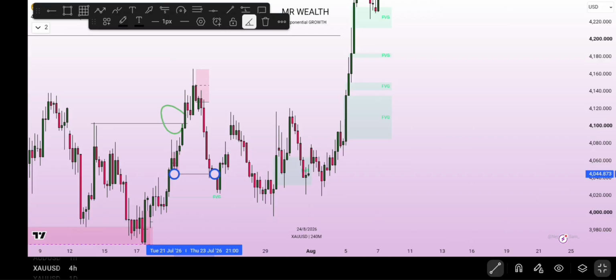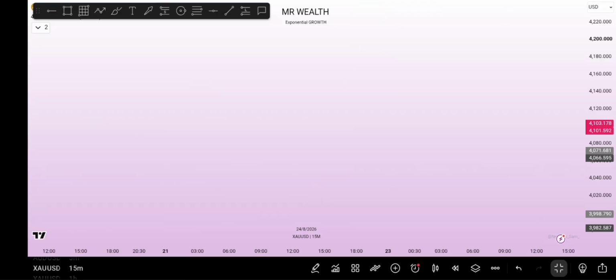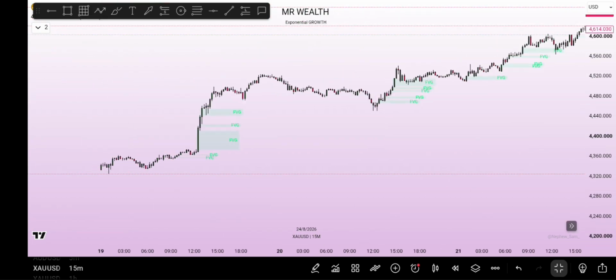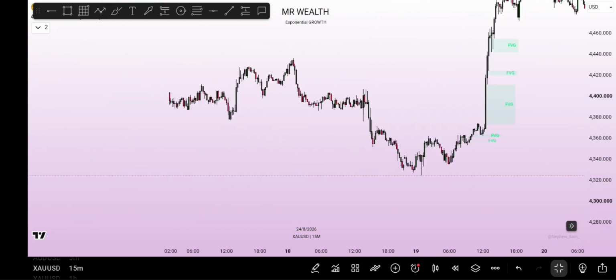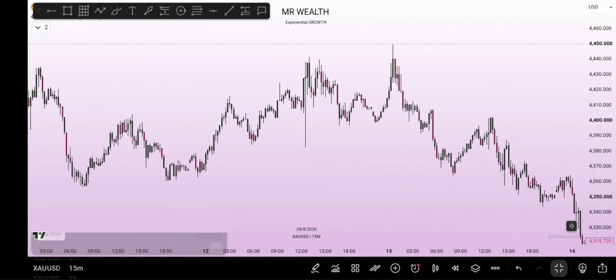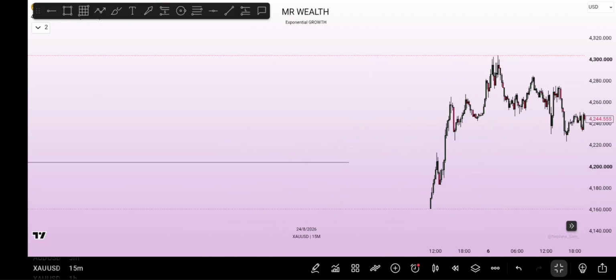So let's go back to the 15 minutes time frame. I'm using gold for testing because gold, you know how to trade gold. Gold works liquidity to liquidity, clearing liquidity, internal liquidity. Gold always clears liquidity. So that's why I'm using gold to explain this.